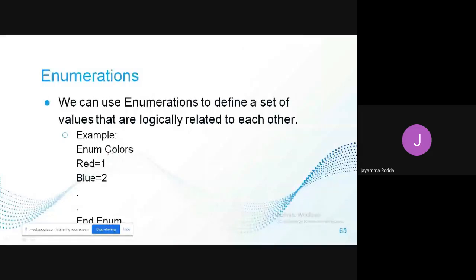I'm going to declare a Colors enumeration here. For this Colors enumeration, I'm assigning Red as 1, Blue as 2, and so on. Whatever colors I give will be followed by 3, 4, 5, 6, and so on. And the enumeration will be ended with the keyword End Enum. This is the way we close the enumeration.